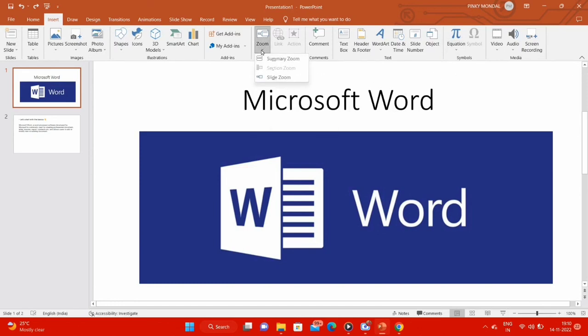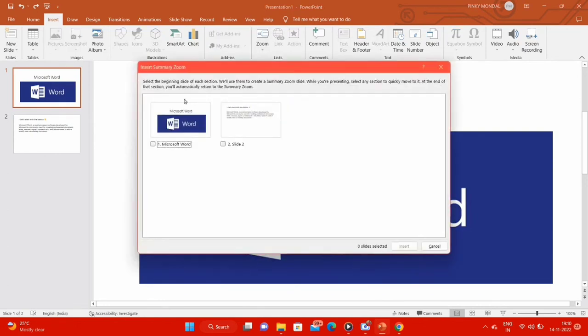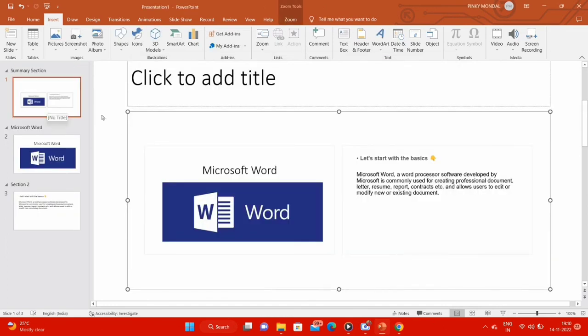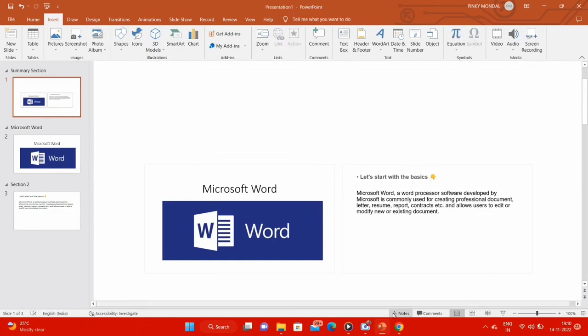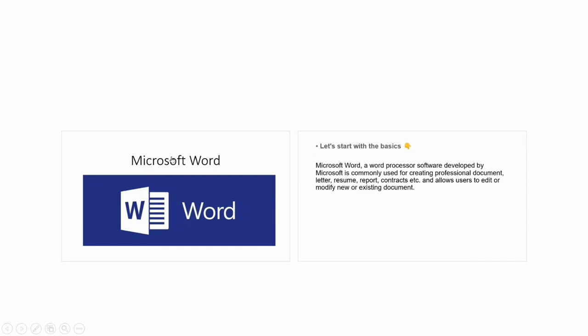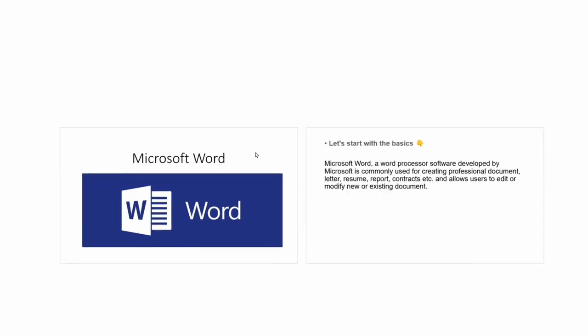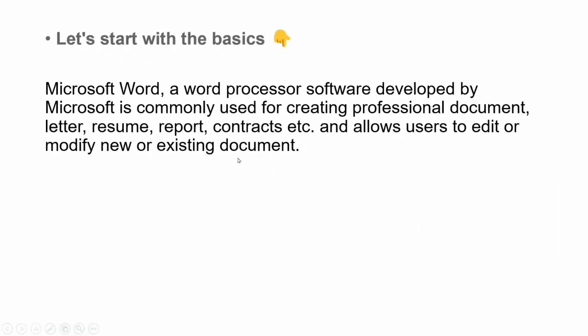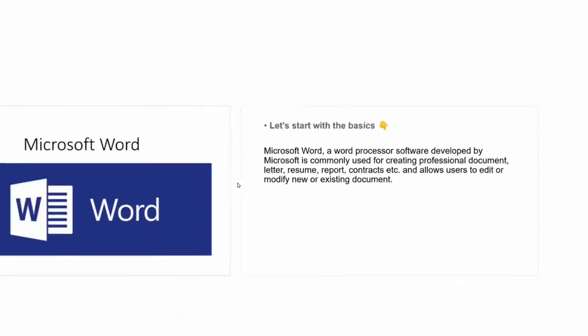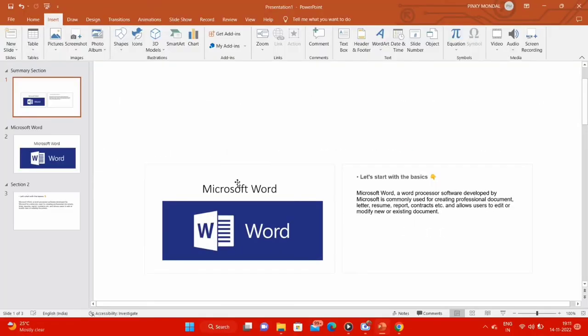Let's see how the zoom option works here. If we click on Summary Zoom, it will create an extra slide with a summary of all the slides you want to add by clicking on these small checkboxes, and click on Insert. You can see a slide is added. Let's delete this part. Now in my slideshow, when we can see the summary, just click on any part to zoom into that slide. Let's click on the second slide. It zoomed the second slide. If you click anywhere, it takes you to the summary again.